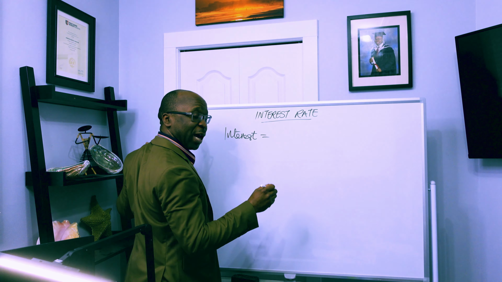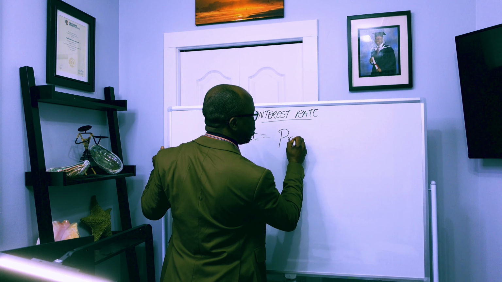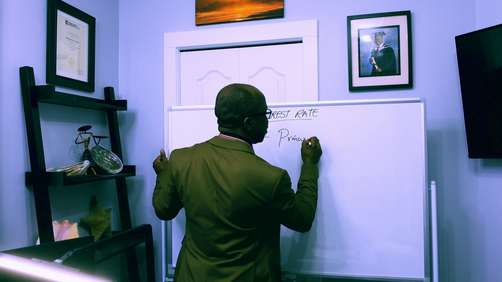Interest is calculated as principal times rate times time over what? 100. You remember I said interest is expressed as a percentage. So when you want to get that percentage, you divide everything by 100. This is simple. This is the part you've been waiting for, right? Good. Let's go straight to it.